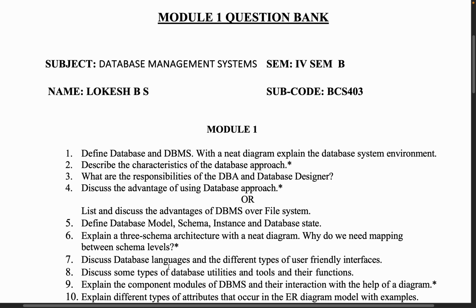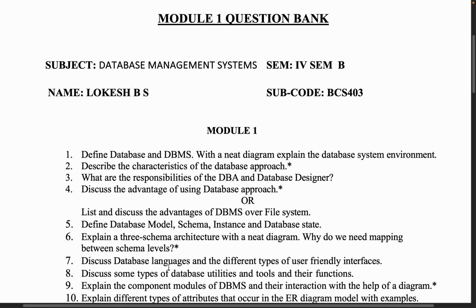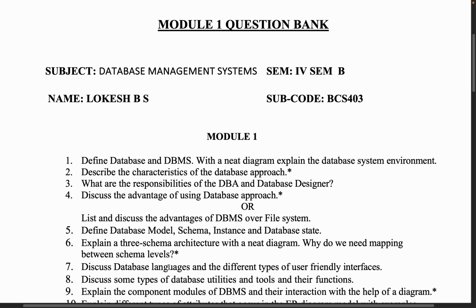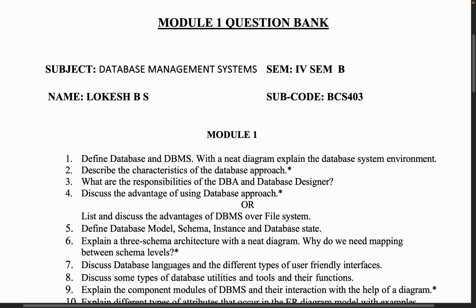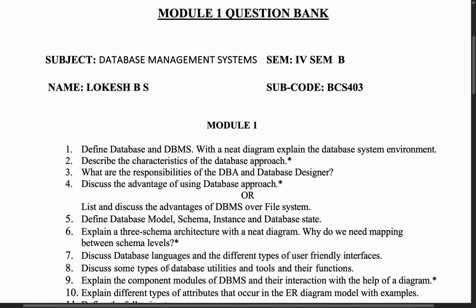Then: discuss database languages and different types of user-friendly interfaces. That is the seventh question, and it is also important. Then the eighth one: discuss some types of database utilities and tools and their functions. And ninth: explain the component modules of a DBMS and their interactions with the help of a diagram. This one is also very important. Those questions may come.